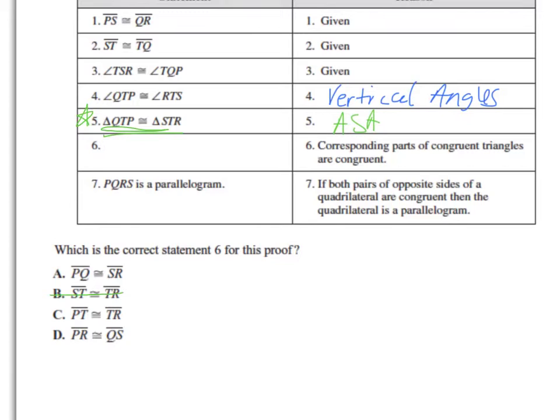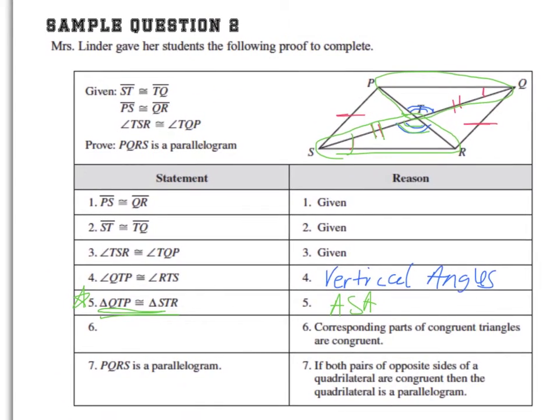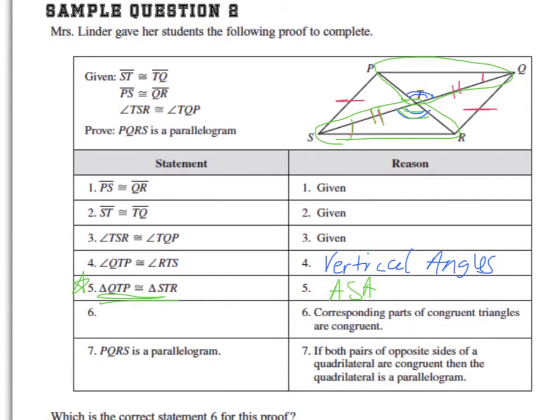PT congruent to TR, maybe. Let me go back and look at the last one. PR congruent to QS. No, that doesn't match. So I'm going to cross that out. Now for the other two, I'm going to go back and look at the picture. PQ congruent to SR. Let me go up and take a look. PQ congruent to SR. Yeah, I think that we could say that that is true.